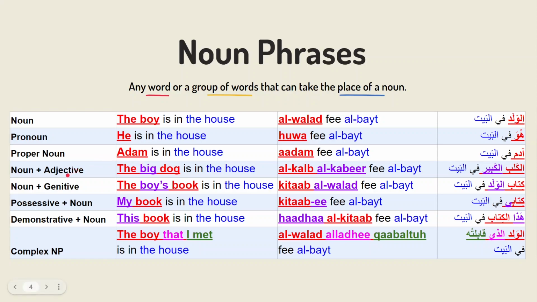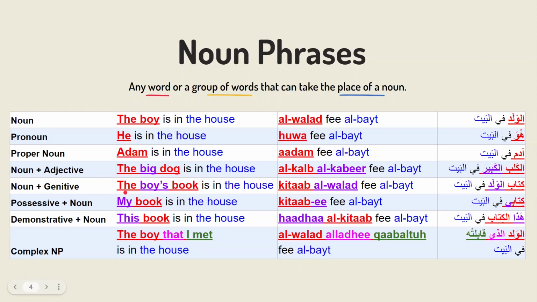And then we can have a noun phrase that is made by adding a noun plus adjective. Something here like the big dog, which has the Arabic equivalent al-kalb al-kabir. Al-kalb here is dog and al-kabir is big. So the big dog is al-kalb al-kabir. And then we have it in the exact same position. So the big dog is in the house. Al-kalb al-kabir fi al-bayt.